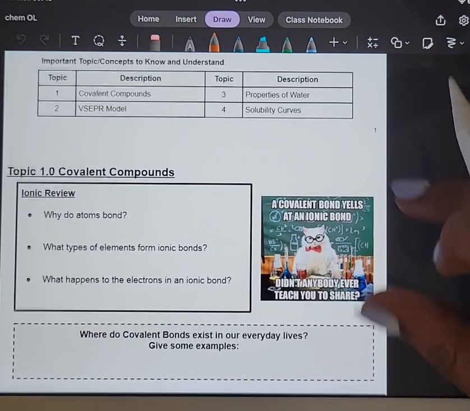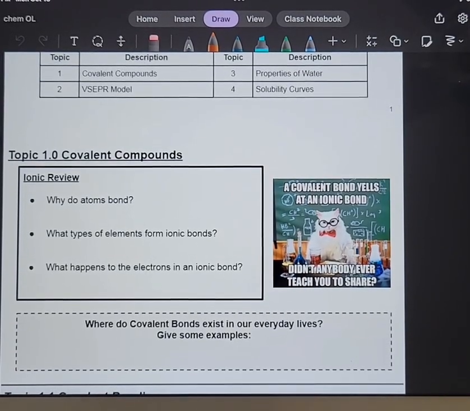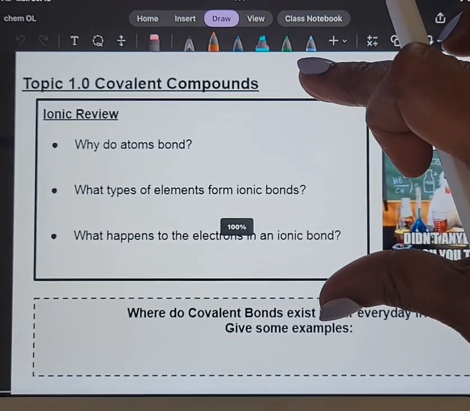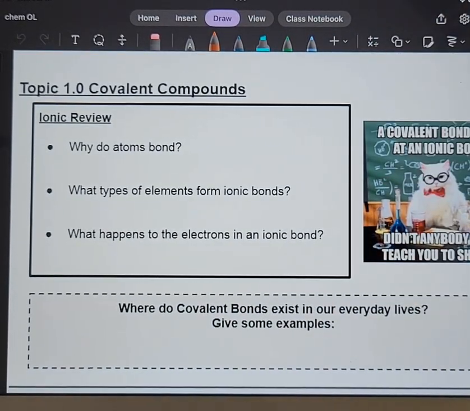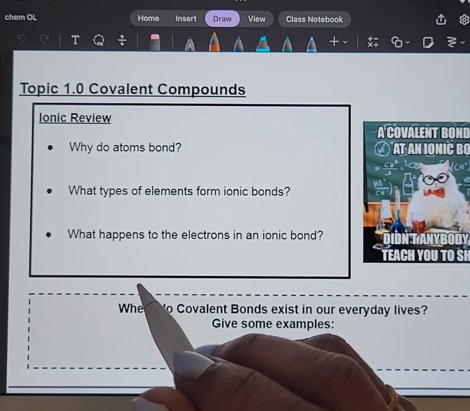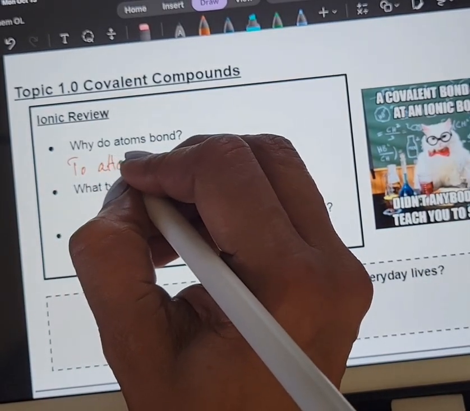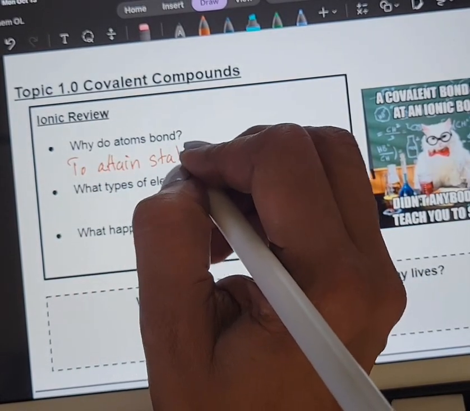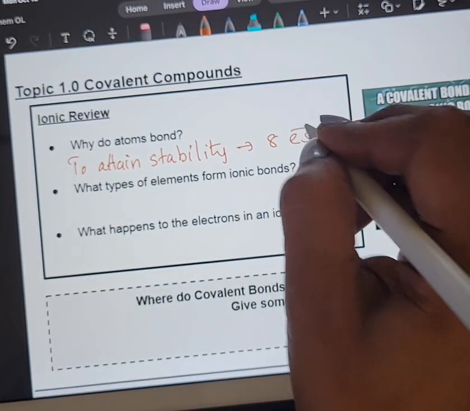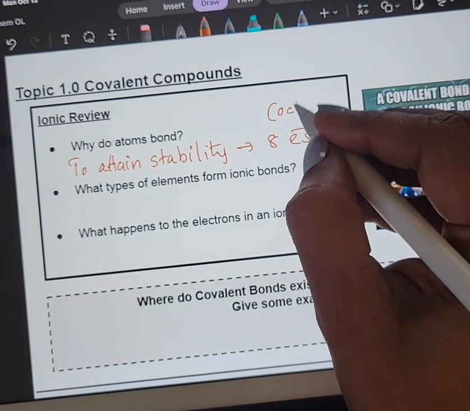Okay, so in this unit we are going to learn covalent bonds, covalent compounds. Last topic we learned ionic compounds. Let's go ahead and review that first. Why are atoms forming bonds? We know that to attain stability by getting 8 electrons in their valence shell. That is called octet.